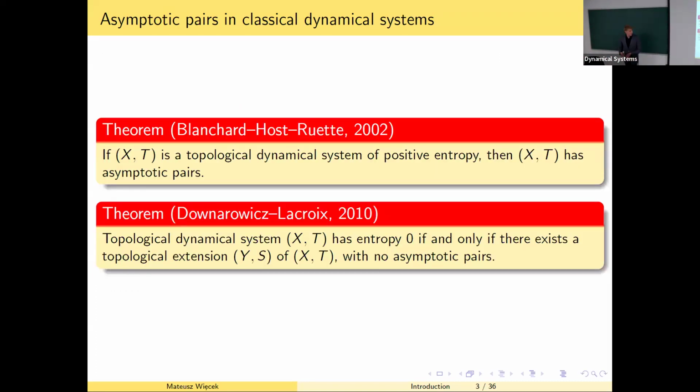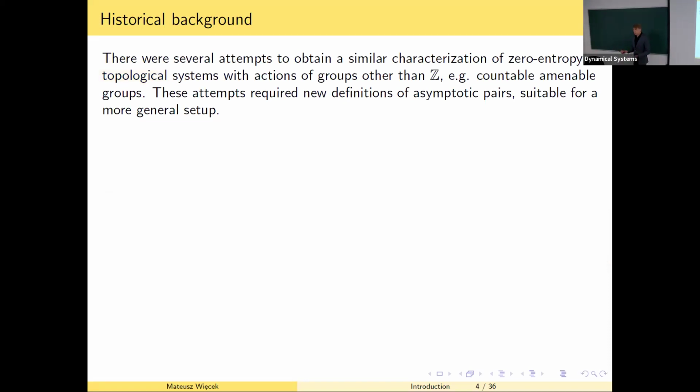But later in 2010, Downarowicz and Lacroix proved another theorem, which states that if a system has entropy 0, then it must be a factor of a system with no asymptotic pairs. And both of these theorems give us a characterization of zero entropy systems exactly as factors of systems with no asymptotic pairs. And there were several known attempts to generalize these theorems for actions of wider classes of groups, and of particular interest are countable amenable groups.